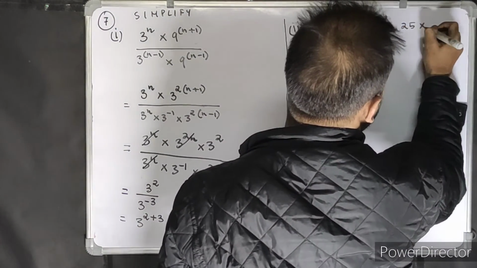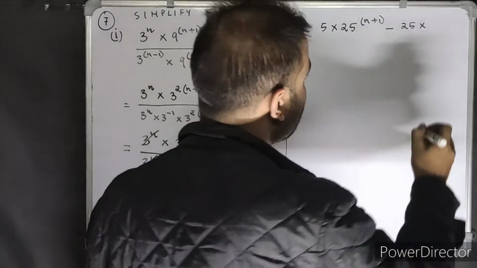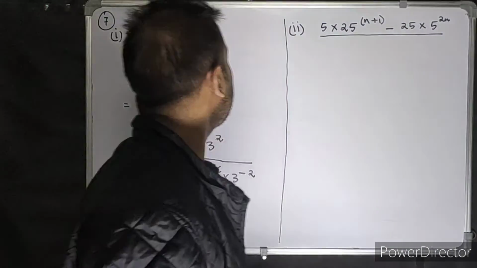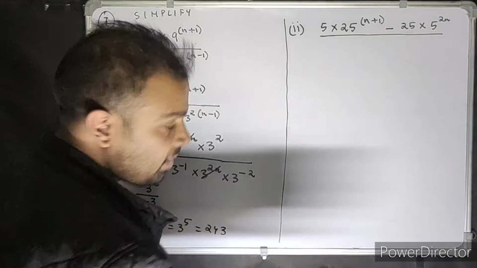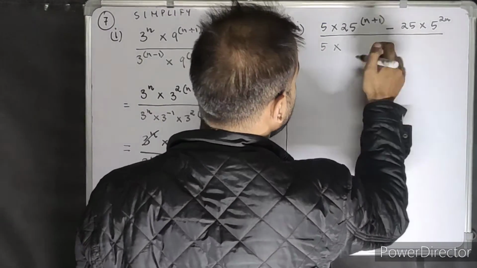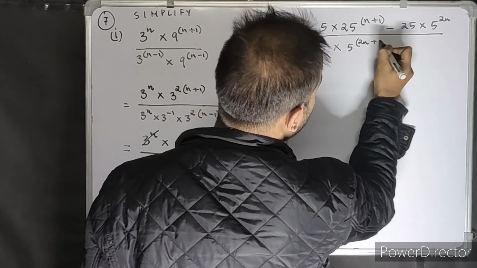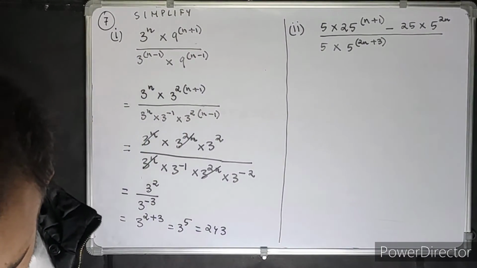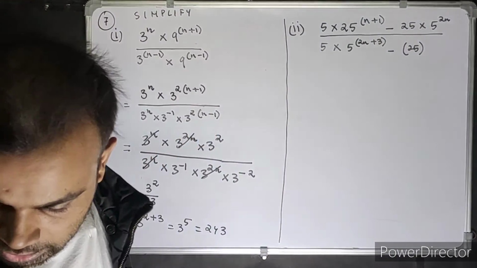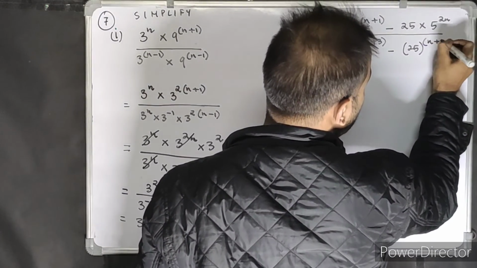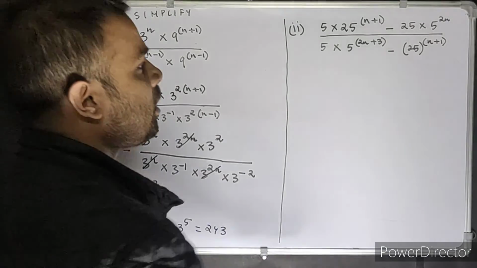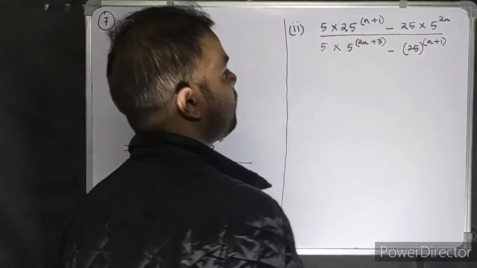25 into 5 to the power 2n whole thing divided by 5 into 5 to the power 2n plus 3, simplify, same heading. The 5 to the power 2n plus 3 is not given in a bracket. Anyway, you see some questions like this, so put a bracket on your own, because these two things are together. They're not single things. This power n is for 25 also, and this power 1 is also for 25.